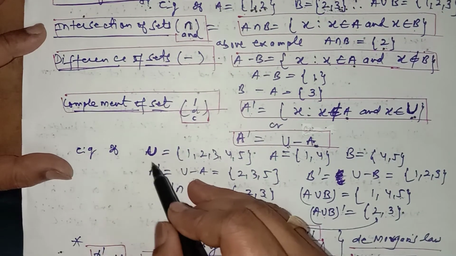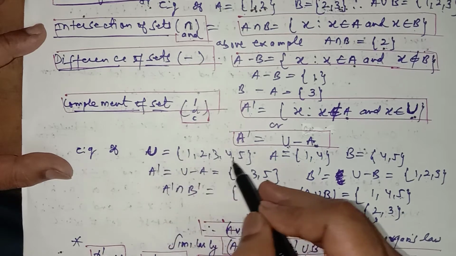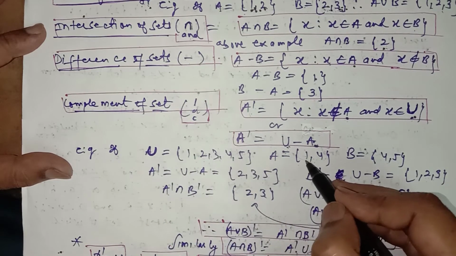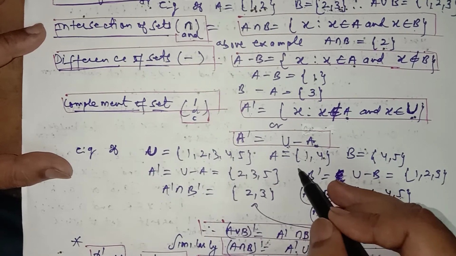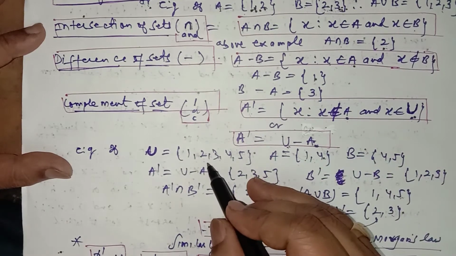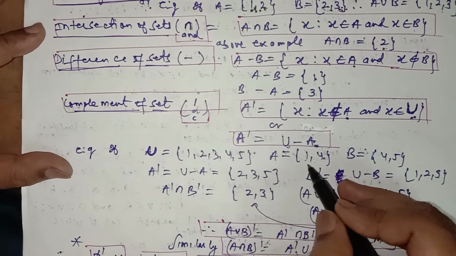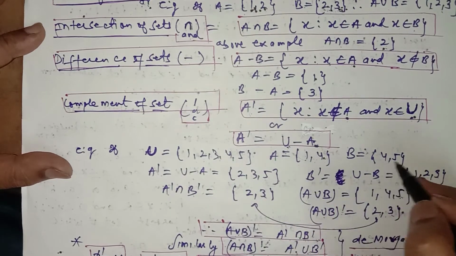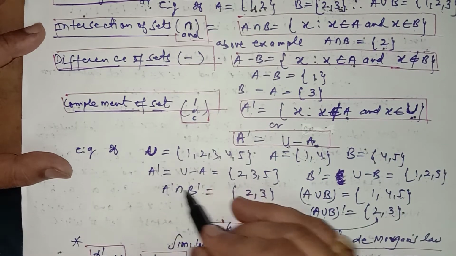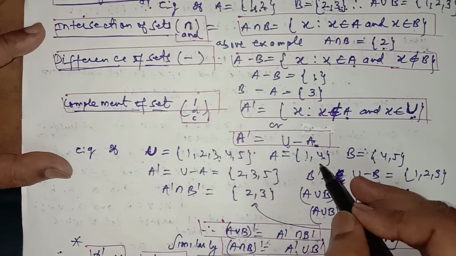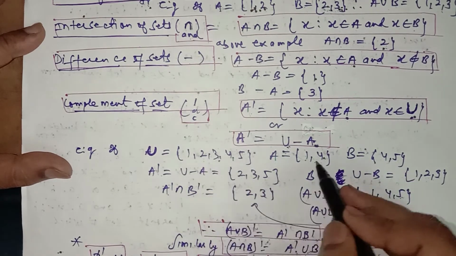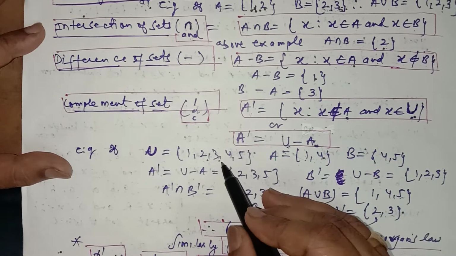So let us take an example. Universal set we have 1, 2, 3, 4, 5. The set A contains the elements 1, 4. If you have defined the universal set, then the elements of the sets must be from the universal set only. The set A has 1, 4. The set B has 4, 5. Then what is A complement? A complement means universal minus A. Those elements which are in universal but not in A. That is 2, 3 and 5.